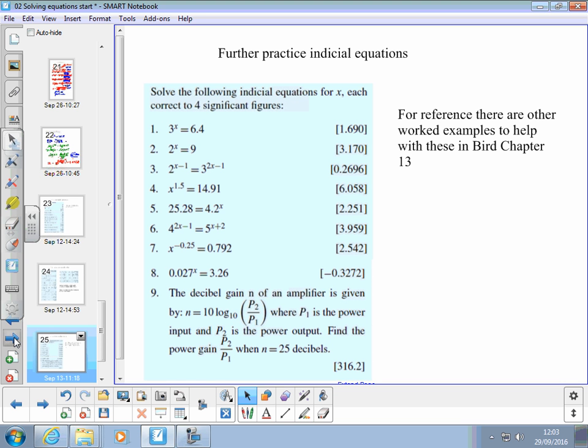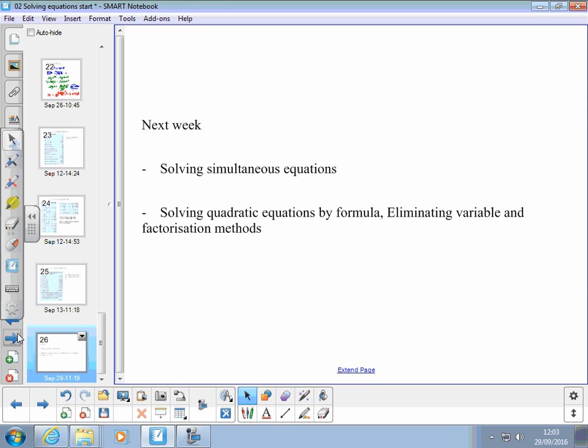Okay, one last thing, I've had a look ahead, and I'd like you to jot down, you might get time to look ahead at what we're going to do next week, which is solving simultaneous equations and solving quadratic equations by the formula method, eliminating the variables, and factorizing methods. So it's solving simultaneous and quadratic equations.